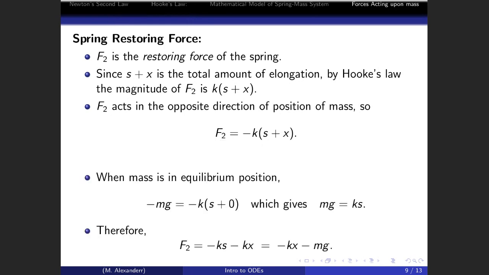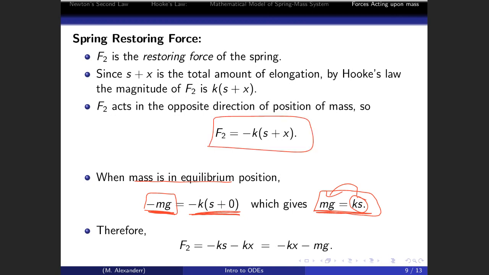Okay. So when the mass is in equilibrium, the force, this is the opposite of the weight. And so the opposite of the weight, that force is going to be equal to negative kS, which is the force that the spring does on the mass. And so when you simplify this, then you get this equation. And what that is telling us is that you can replace the kS by this mg.